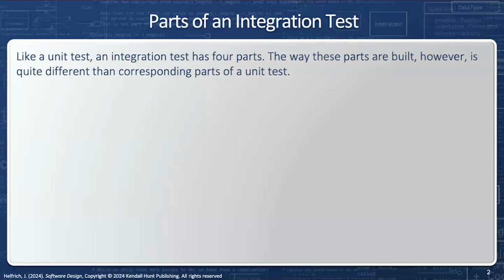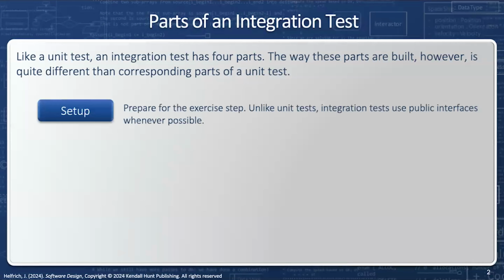Like a unit test, an integration test has four parts. The ways these parts are built, however, is quite different than the corresponding parts of a unit test. Now, the first part is the setup. This prepares for the exercise step. Unlike unit tests, integration tests use public interfaces whenever possible.